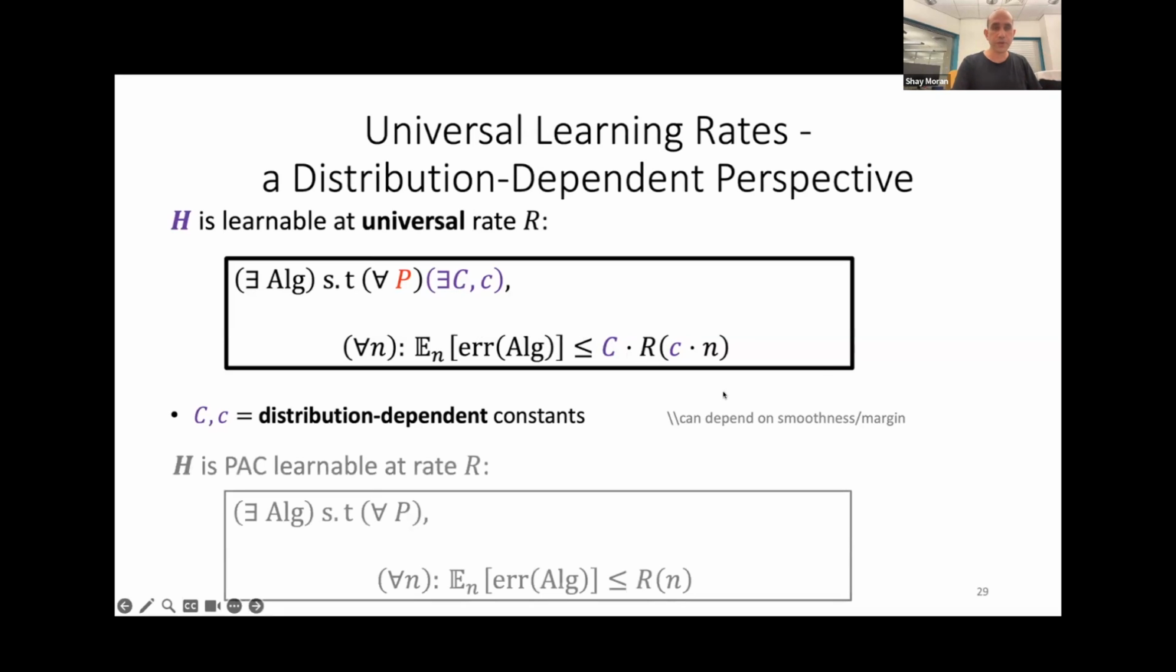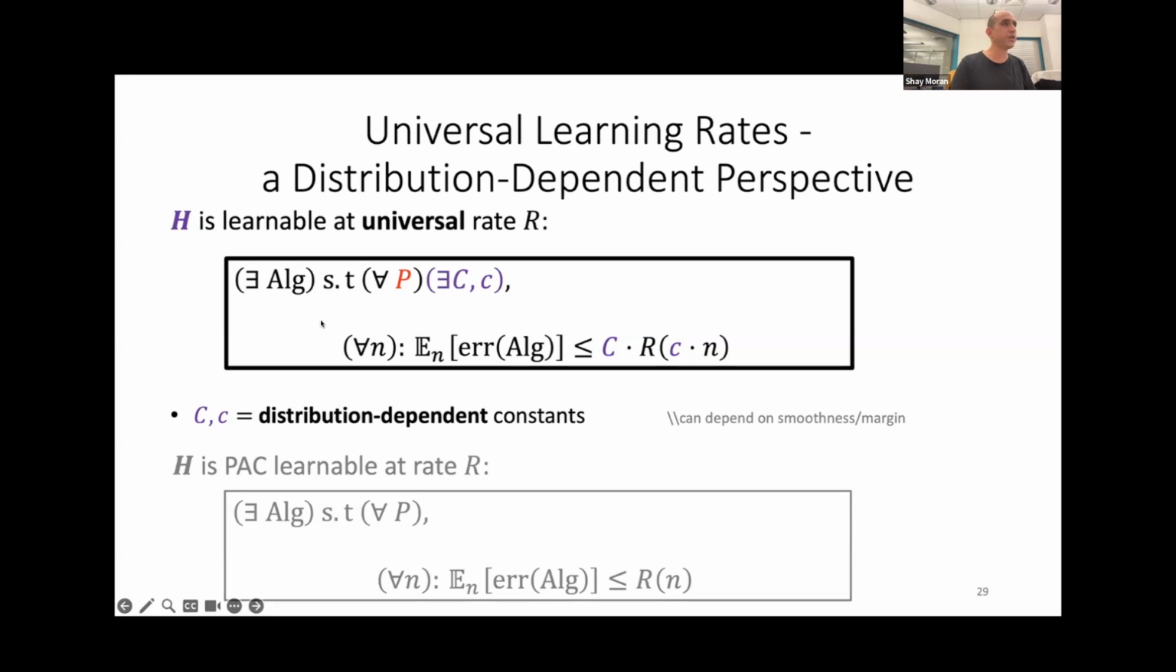Okay, so if we compare it to the definition of PAC learning, we see that we only added these distribution-dependent constants. Wouldn't this be the same just with a slightly bigger R? No, it won't. We'll soon see the main result here.